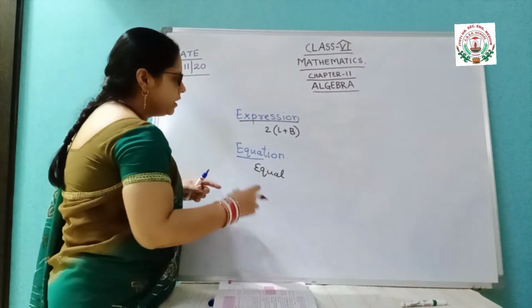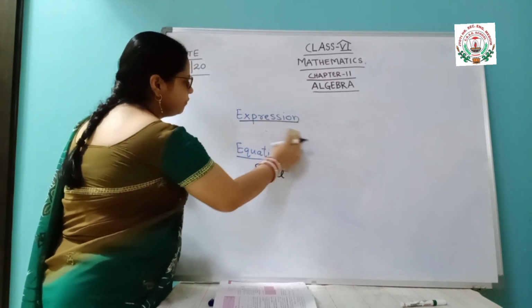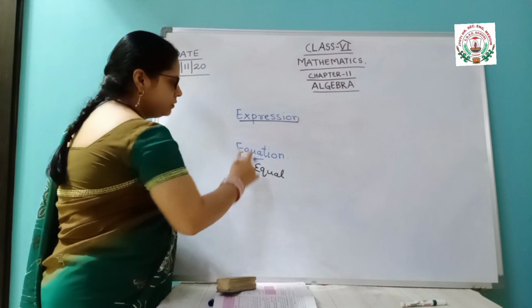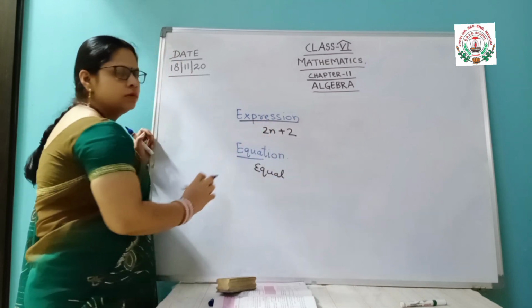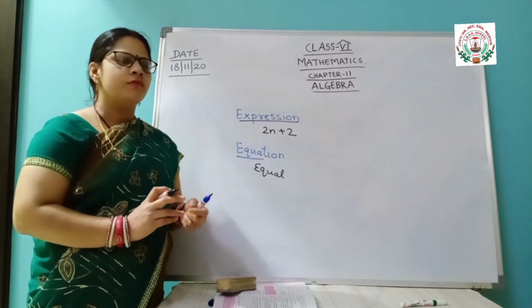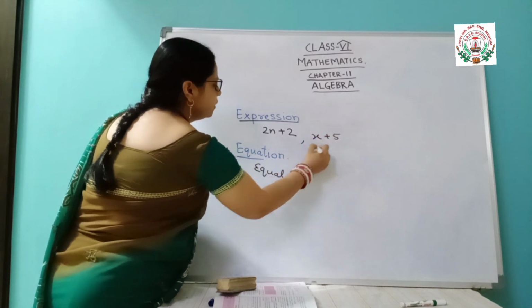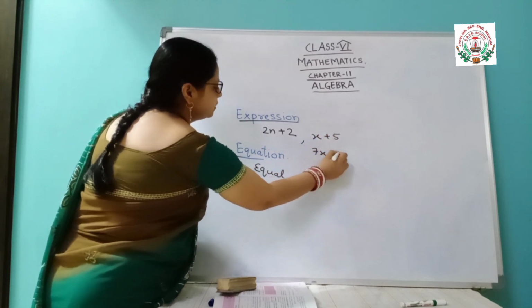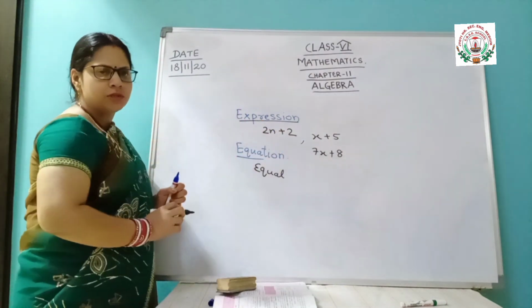Here two variables are coming, and first you should understand expression of one variable only. So you can write 2n plus 2, 2n plus 4, or x plus 5, or 7x plus 8, anything like that. These all come under expression.